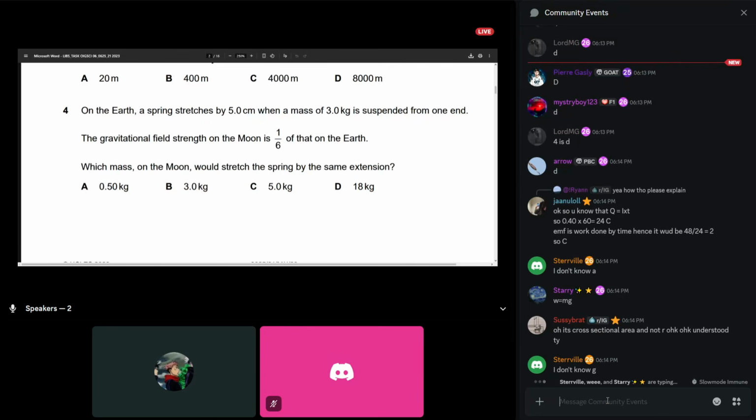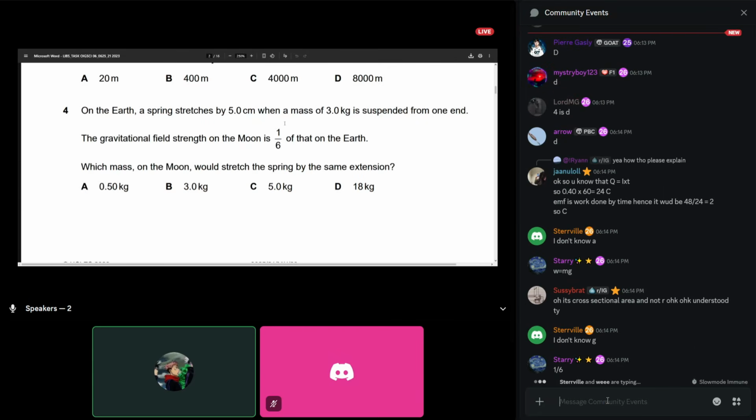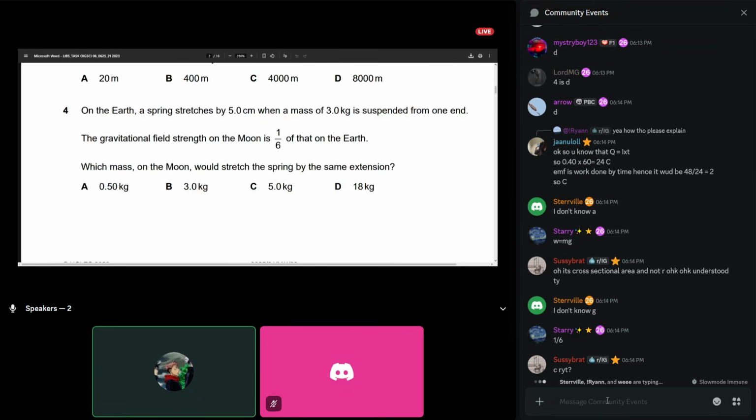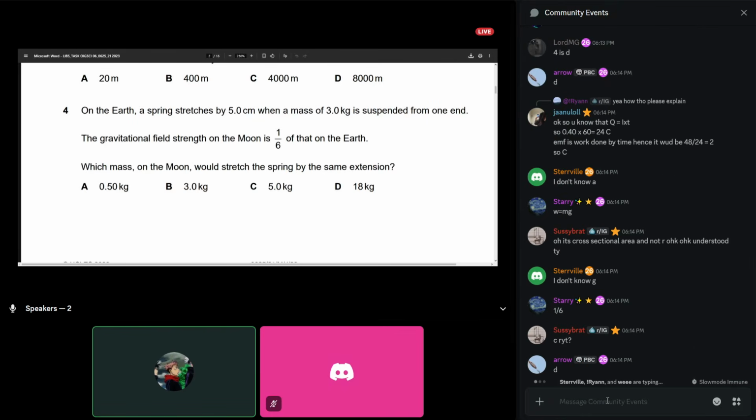You don't have to know. Look, they said it's 1 by 6 of that, and it's completely irrelevant. We're only trying to find what the mass will be, 1 by 6. So if the weight is 1 by 6, that means we need 6 times the mass to have the exact same weight on Earth, right? No, this is D. This is D.